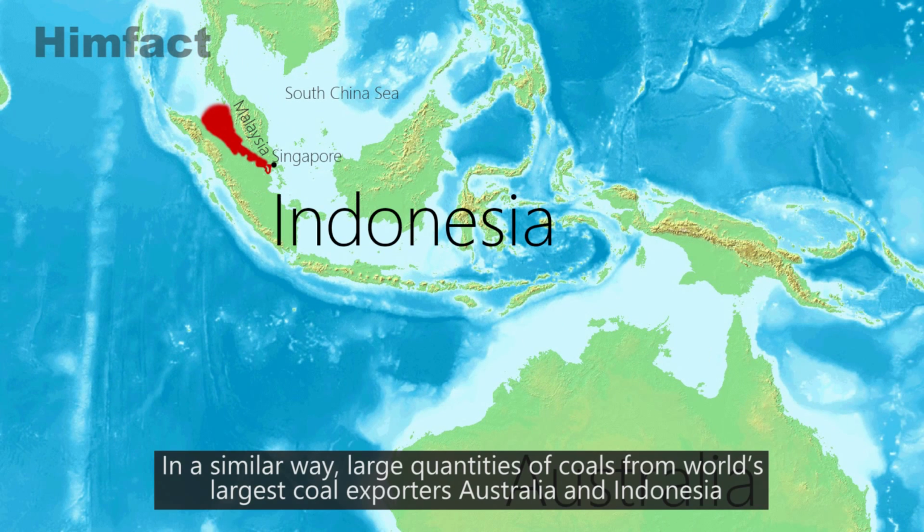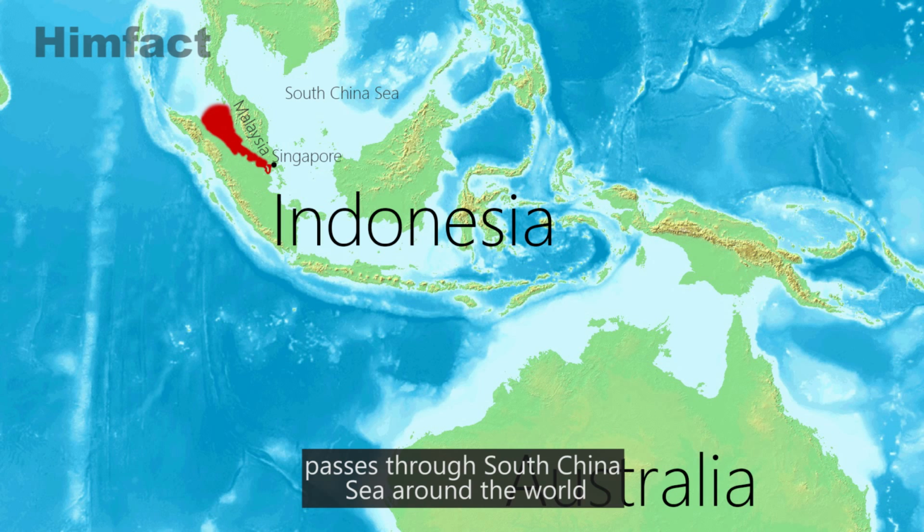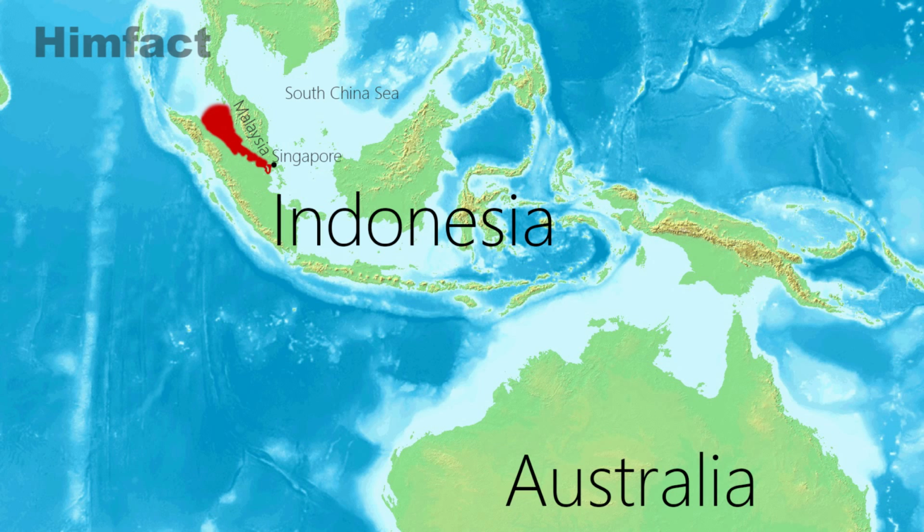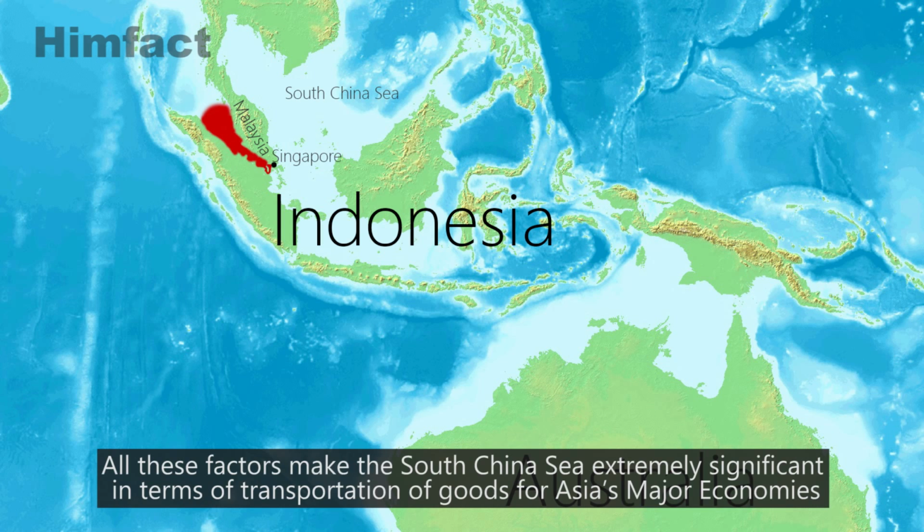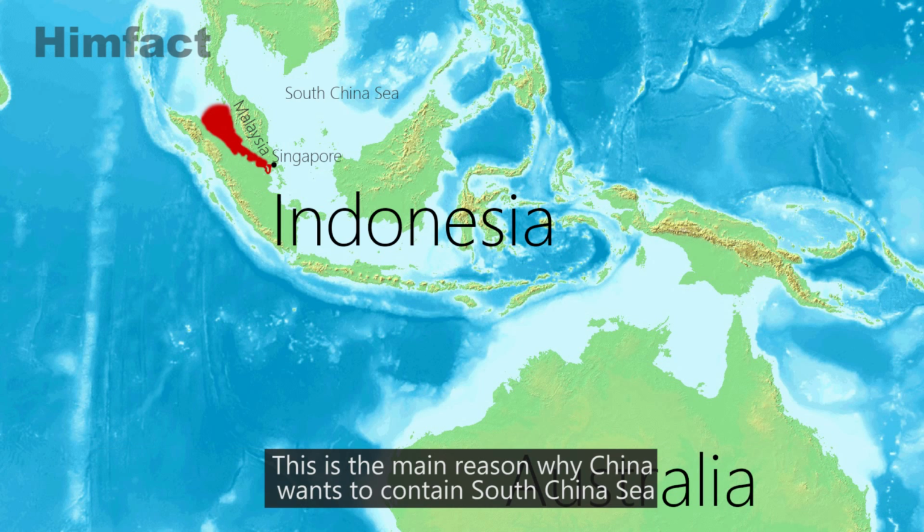In a similar way, large quantities of coal from the world's largest coal exporters, Australia and Indonesia, pass through the South China Sea around the world. All these factors make the South China Sea extremely significant in terms of transportation of goods for Asia's major economies. This is the main reason why China wants to contain the South China Sea.